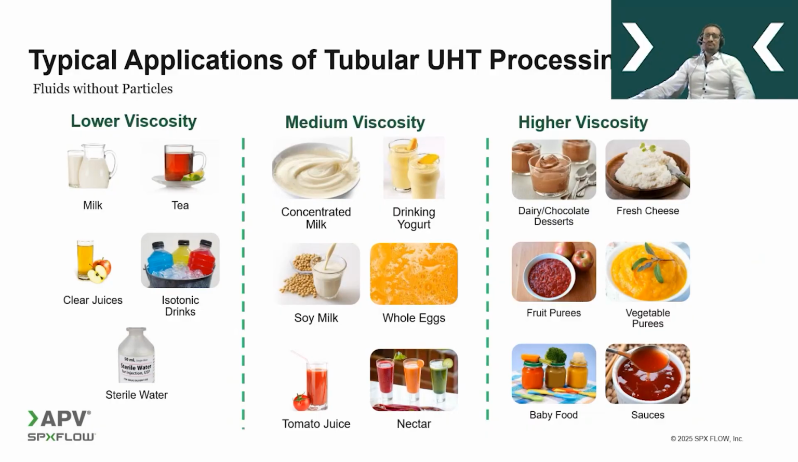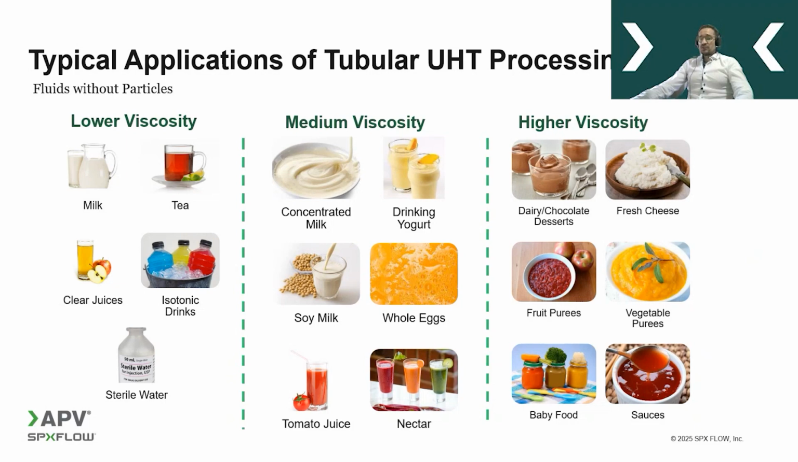In this first category, we are looking at products like milk, tea, clear juices, or isotonic drinks, for example. At first glance, you might be questioning why a tubular system would make sense in this type of application, where maybe a plate exchanger could be a better solution. Some of the reasons are clear, because the tubular technology can extend the production running times.